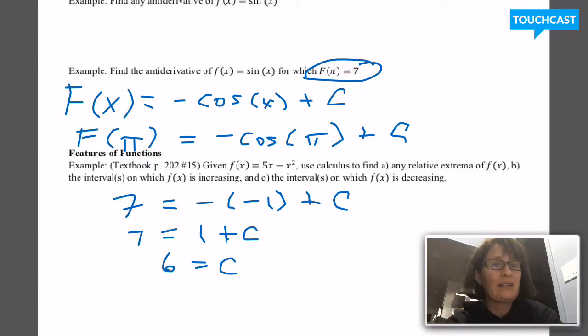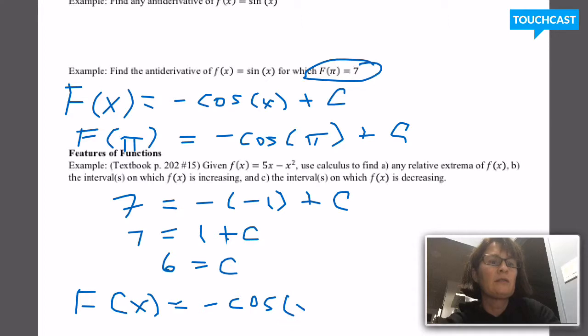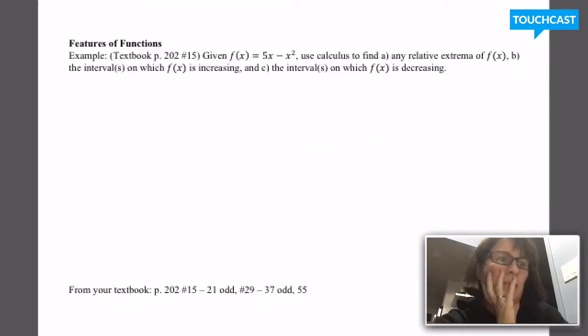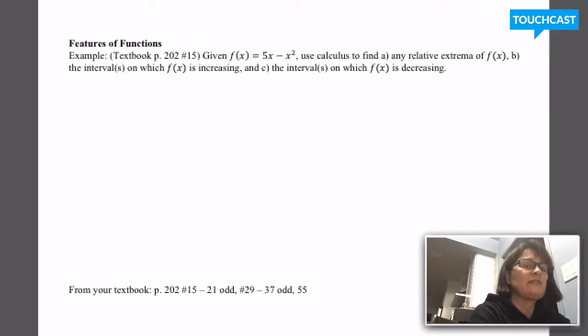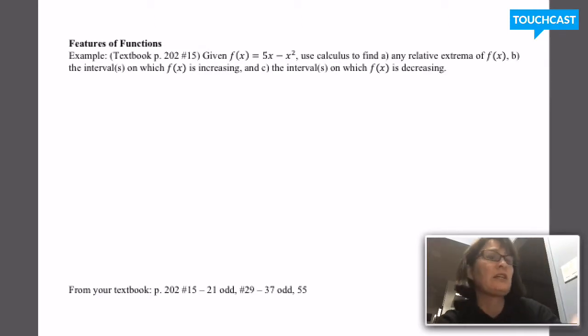Now I can give my final answer. My final answer, capital F of x, the antiderivative, is the opposite of cosine of x plus 6. Final answer. All right, we got one more problem here. I know f of x is going to be 5x minus x squared. I'm supposed to find any relative extrema and name any intervals on which f is increasing and any intervals on which f is decreasing.